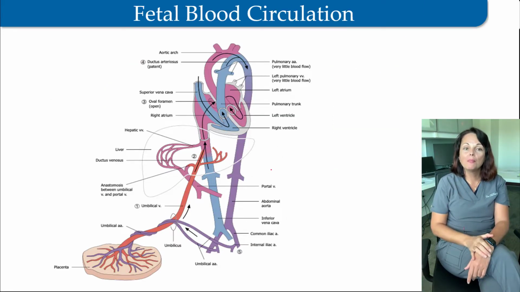The fetal prenatal circulation differs from normal postnatal circulation, mainly because the lungs are not in use. Instead, the fetus obtains oxygen and nutrients from the mother through the placenta and the umbilical cord.